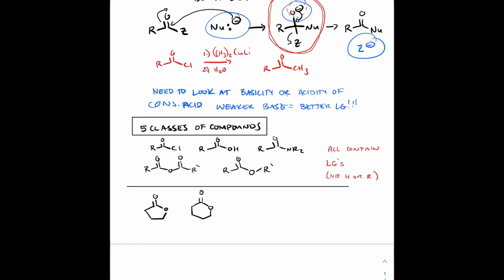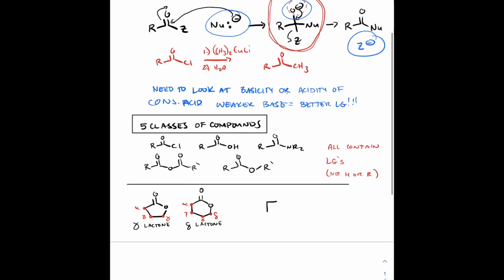Another set of compounds, which is interesting, they're pretty much cyclic esters. They are called lactones. The one on the left is called a gamma lactone, and the one on the right is a delta lactone. The way this works is because we can count alpha, beta, gamma, or alpha, beta, gamma, delta from the carbonyl group, and then cycle all the way around to see where it's connected to the oxygen.